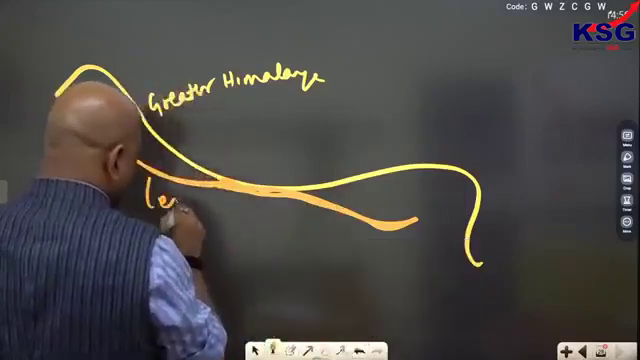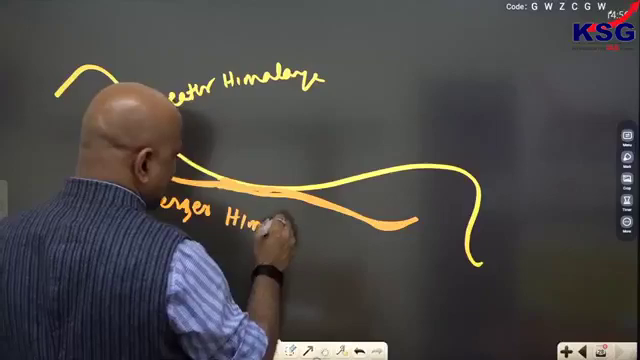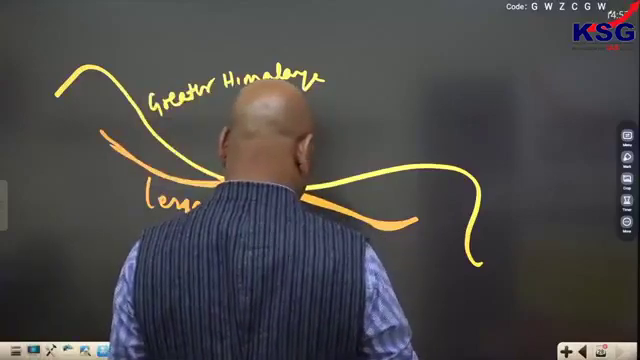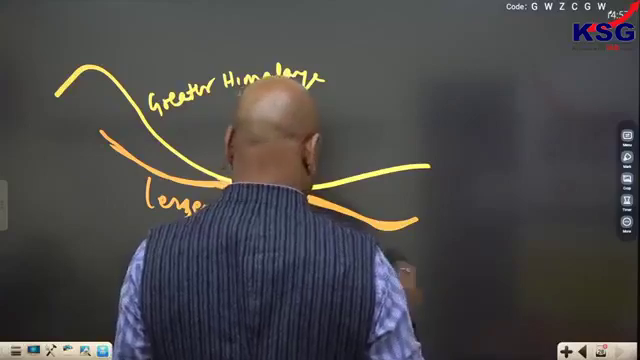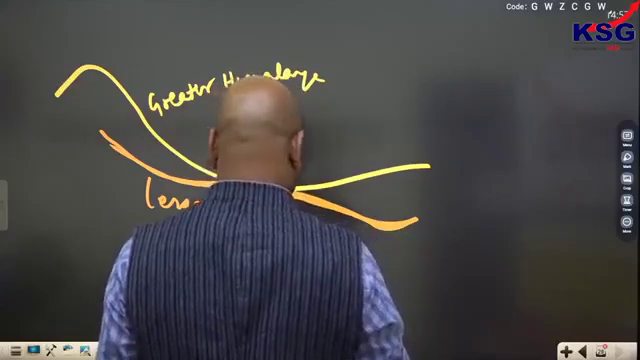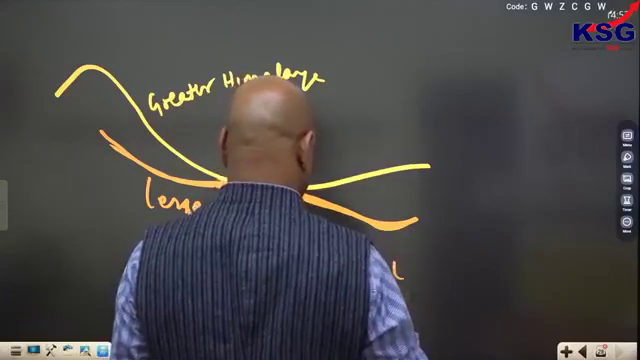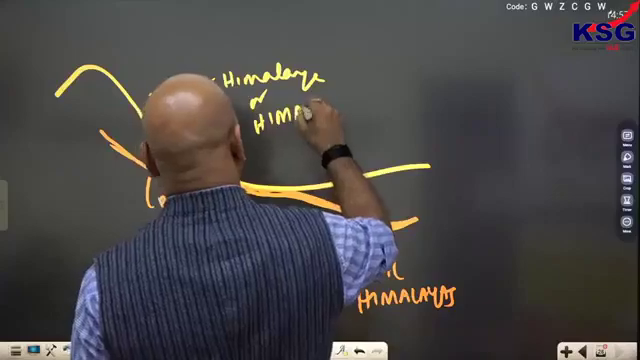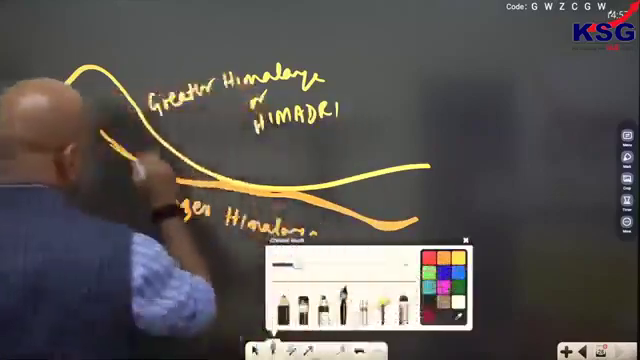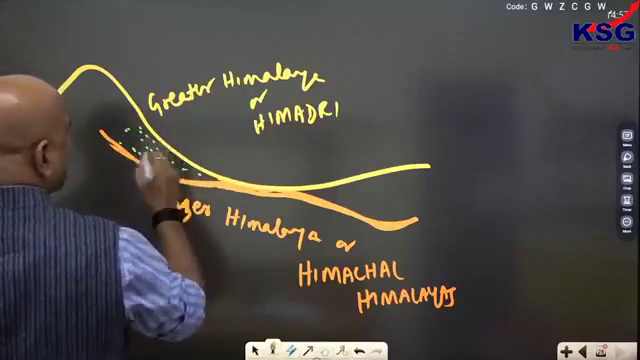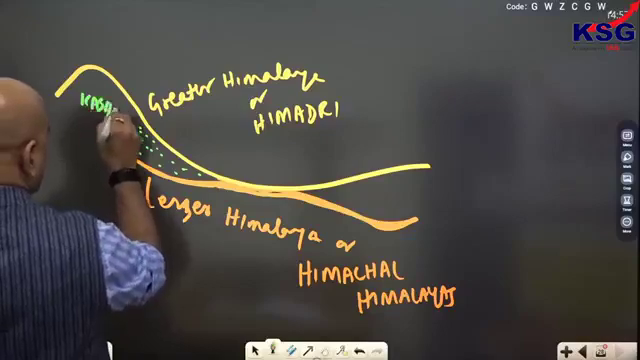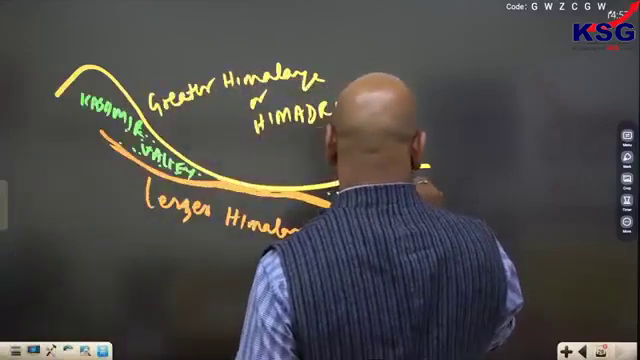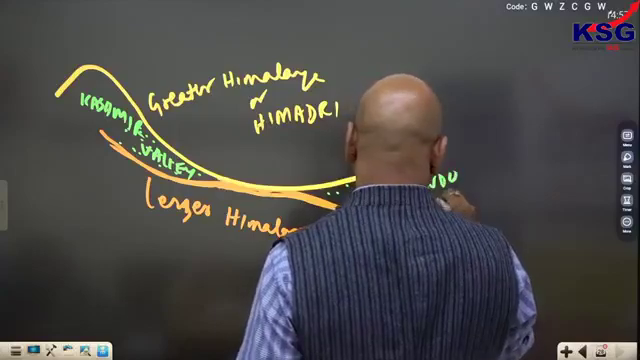This side you have the Lesser Himalaya, or you can say Himachal Himalaya. Greater Himalaya, or Himadri. This area here is the Kashmir Valley. This area is the Kathmandu Valley in Nepal.